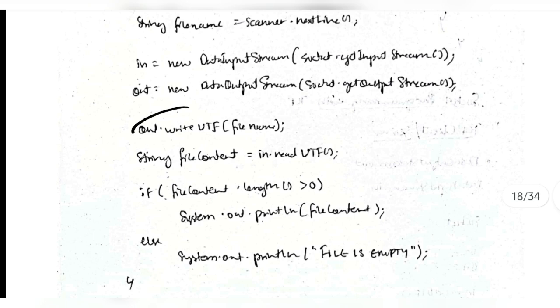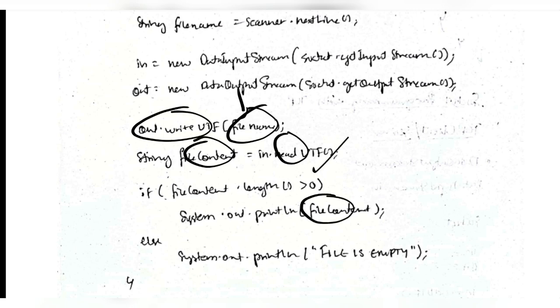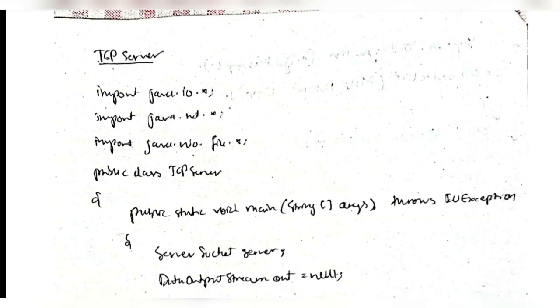Here we have out dot write UTF with the file name, and we'll be reading the file content. The file name is present here. We are reading the file content now. While reading the file content, if the length is greater than 0, it means the file content is there, else it's an empty file. The same structure goes for the TCP server also, but there are some more things and it is slightly different.